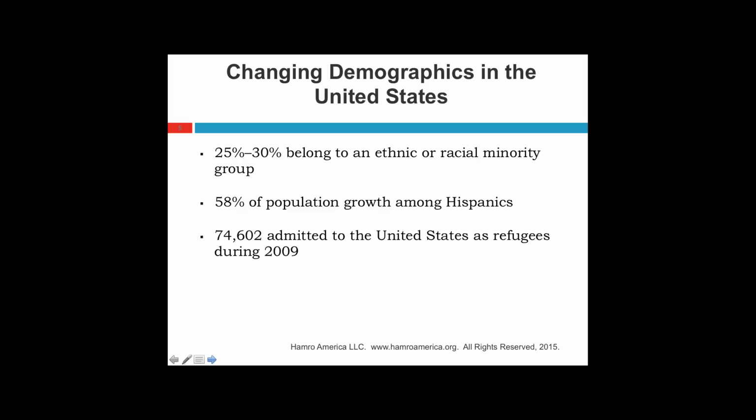We all talk about diversity so much, so what does diversity look like on a demographic scale in our country, in the United States? About 25 to 30% of the United States population self-identified as belonging to an ethnic or racial minority group. The U.S. Census predicts this figure will rise by 47.5% by 2050. That is a huge increase in the diverse population.